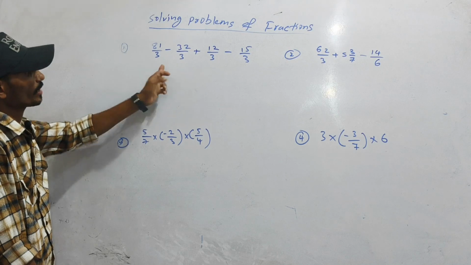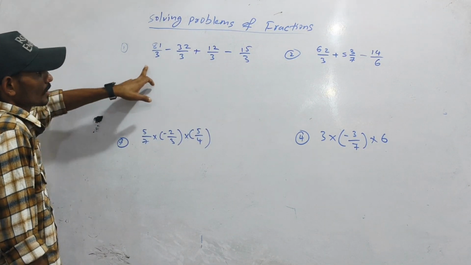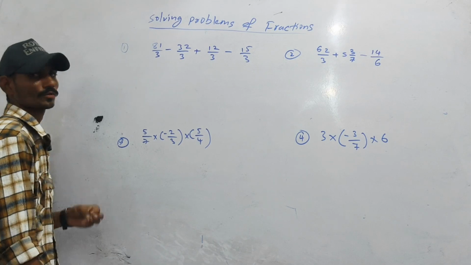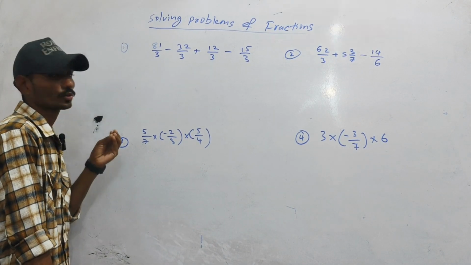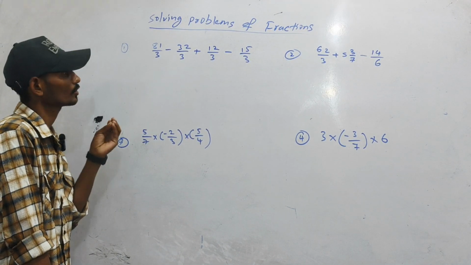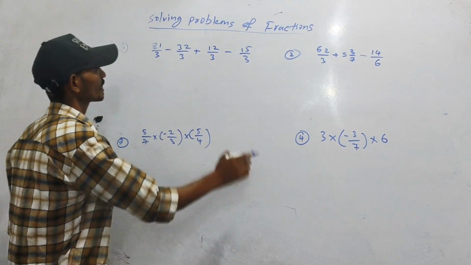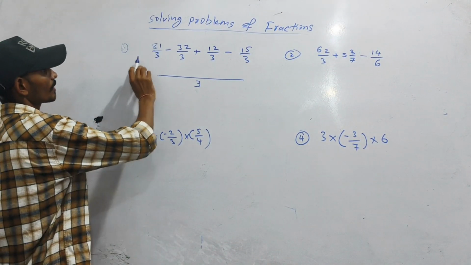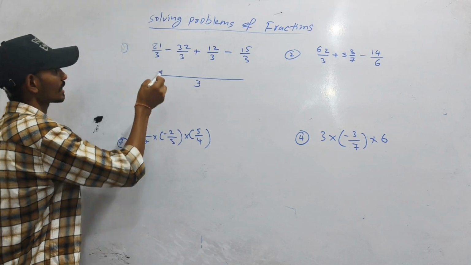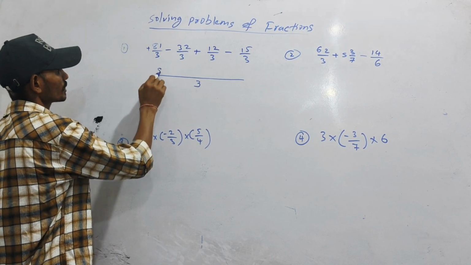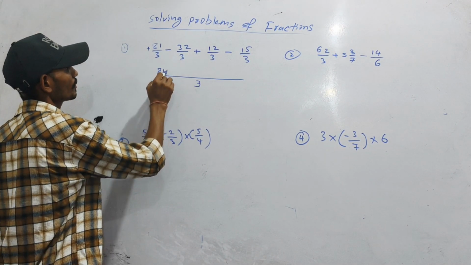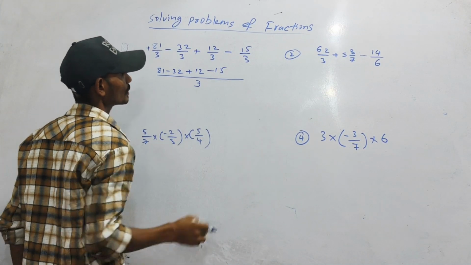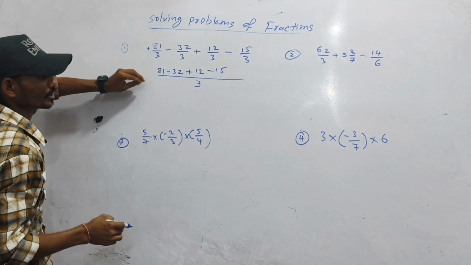So when I observe this problem, these denominators are the same. So this is a like fraction. When it is a like fraction, you take the single denominator and add or subtract the numerators directly. In front of the first term there is no sign, so this is positive. So this is minus 32 plus 12, minus 12. So you are getting a series: positive, negative, positive, negative.